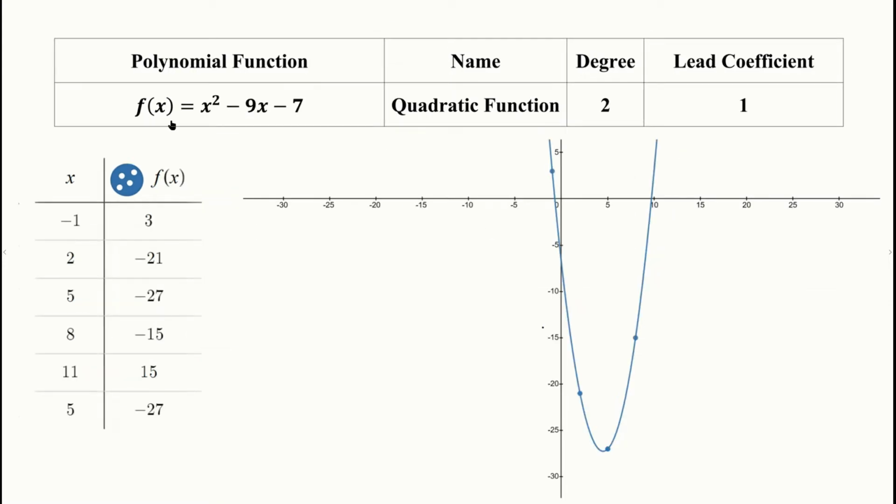Here we have a quadratic function. This is the kind of function we're going to focus on today, as previously mentioned. F of x equals x squared minus x minus 7. Degree is, of course, 2, and the lead coefficient here is 1. The shape of this graph, as we know, is called a parabola, and we're going to learn a whole lot about graphing such functions today.